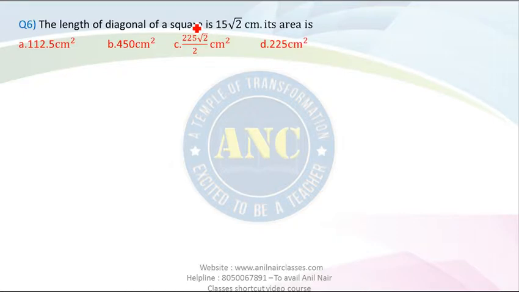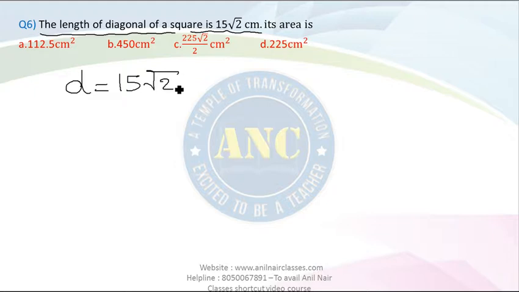Question number 6. Listen to this carefully, sir. A very rare question which had not come in the examination, from all the questions I am taking from the last so many classes of mensuration two-dimensional figures. Now see here. The length of the diagonal of a square is 15√2 centimeters. Find its area.